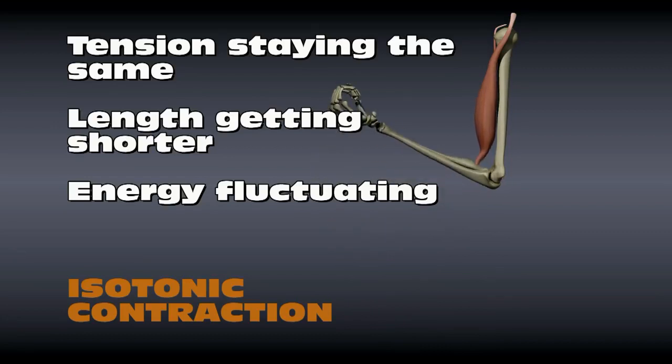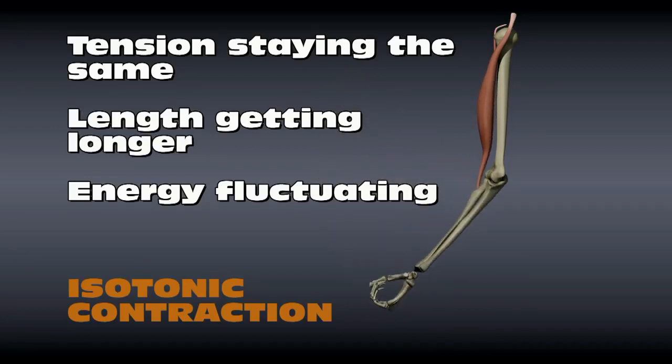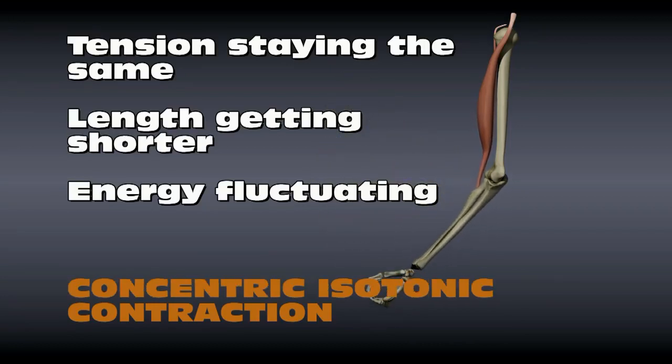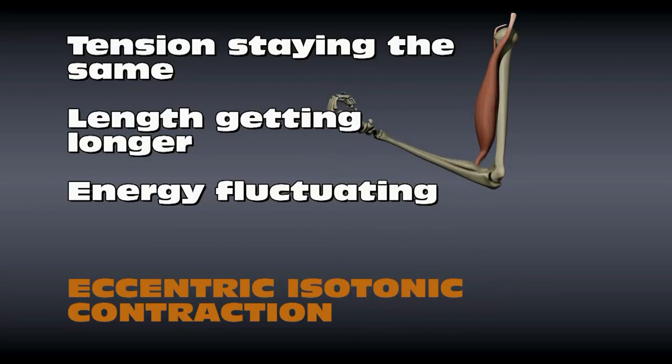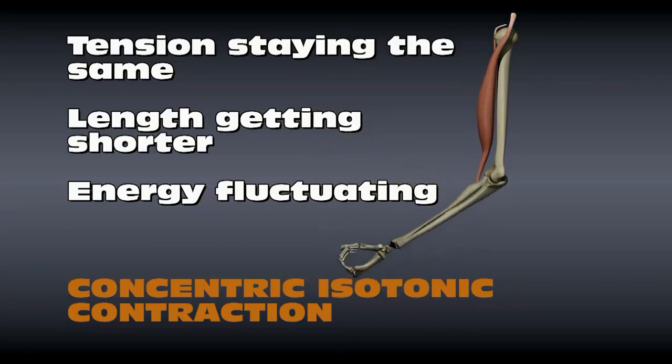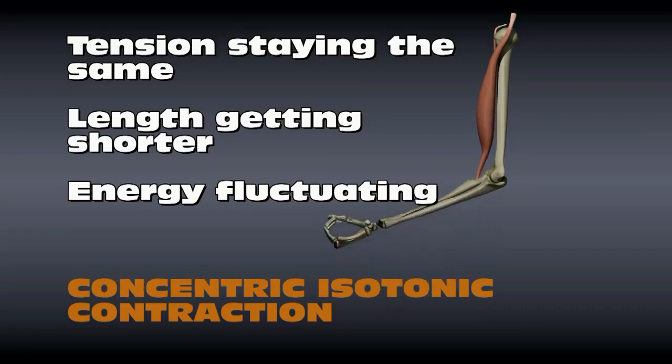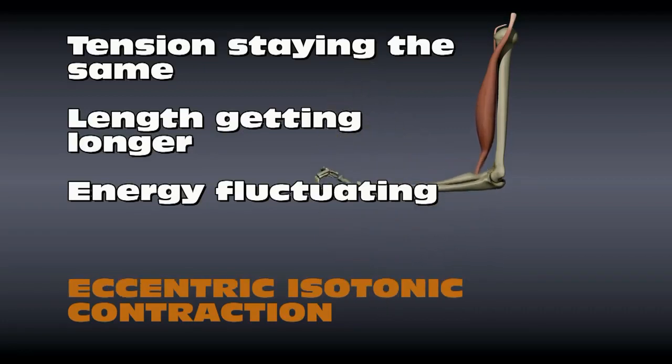If the force the muscle is producing is greater than the opposing force, the muscle shortens. This is called a concentric contraction. If the force the muscle is producing is less than the opposing force, the muscle lengthens. This is called an eccentric contraction.